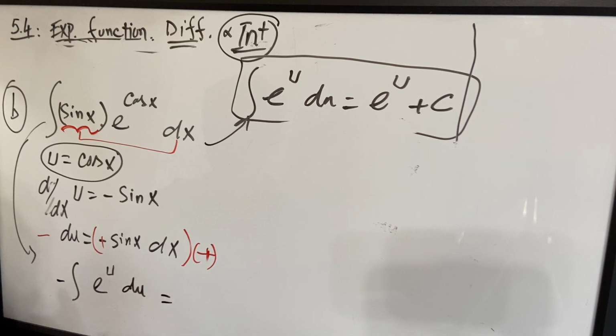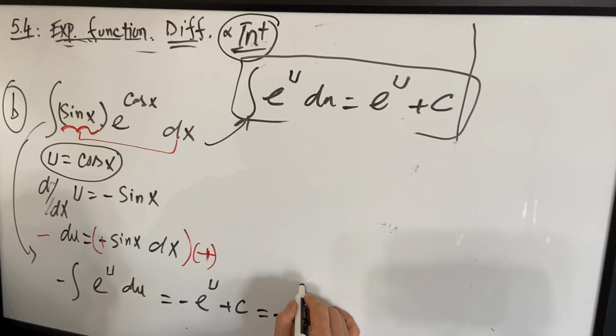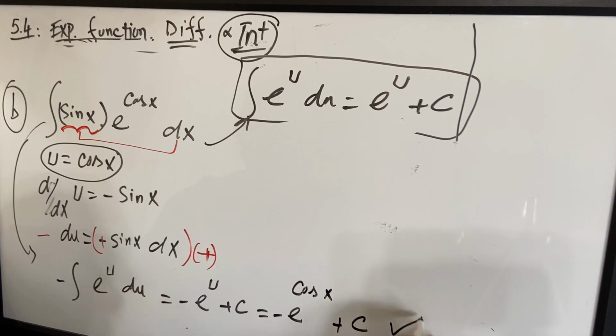Now all you do is just finish this formula right here. Negative e to the u plus c. It doesn't matter if negative c or positive c, okay? So now, because we don't know what c is, all you do is just convert, just put back in the x variable, which is negative e to the cosine x plus c. And the task is done. All right, just simple as that, right?